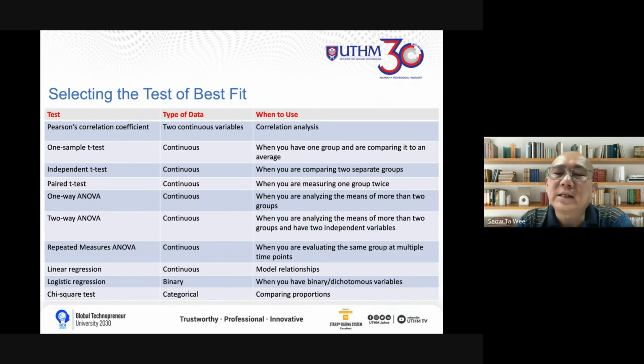Independent t-test, the data is also continuous. It is used when you are comparing two separate groups. Paired t-test, the data is also continuous, and it is used when you are measuring one group twice. So when we're measuring one group twice, we use the paired t-test.